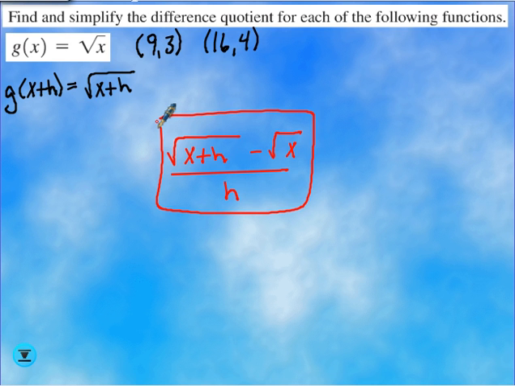A lot of people, what are they going to try to do? They're going to try to cancel those h's. Please, I'm begging you, do not cancel those h's. There's two reasons that you cannot cancel those h's. Reason number one, the top of this fraction has two pieces. It is a binomial. If you cancel these h's, then you're saying only the first part is being divided by h and not the second part. So really, this is a distributive type situation. You can't cancel this h or divide this by h and not divide this by h. That's one reason you can't.